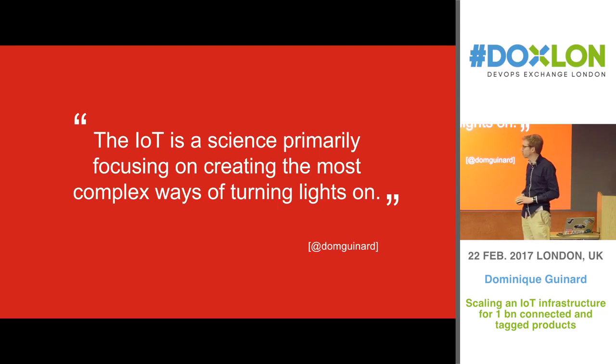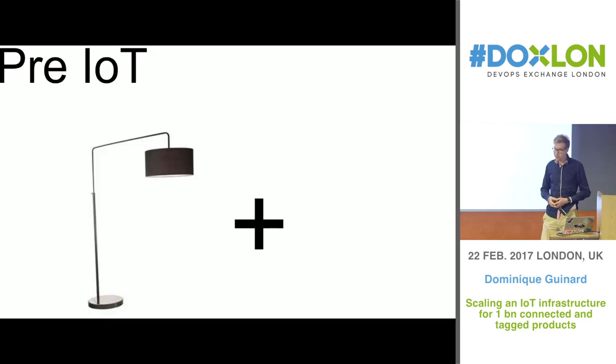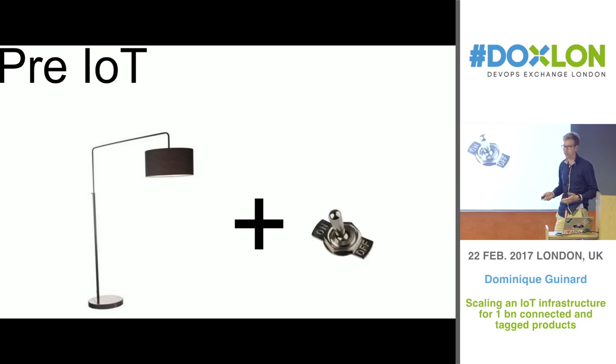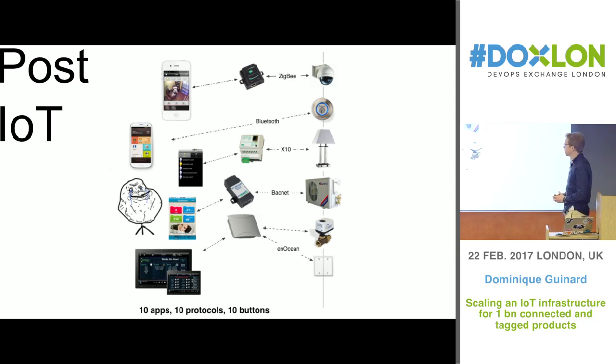But my own definition of the IoT is the following. The IoT is a science primarily focusing on creating the most complex ways of turning lights on. I've been in that business for 10 years, as I said, and I spent a lot of time building these prototypes for different customers and different people. So pre-IoT, you had a lamp, you had a light switch, job done, right? That's how you were turning on the light. Post-IoT, things are a little bit more complex. So you use a blend of 10 apps, 10 different protocols, and you have 10 buttons, and you don't know which one to use, actually.